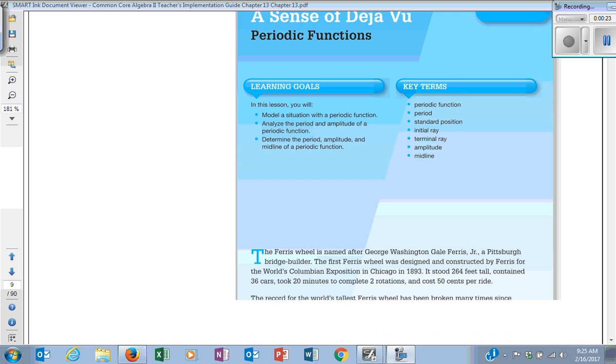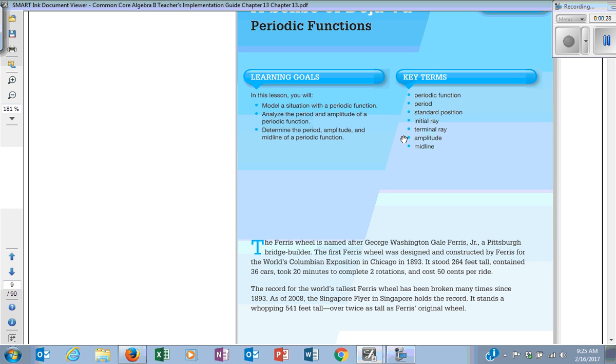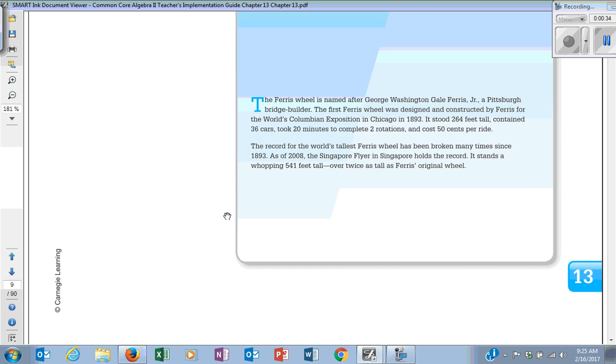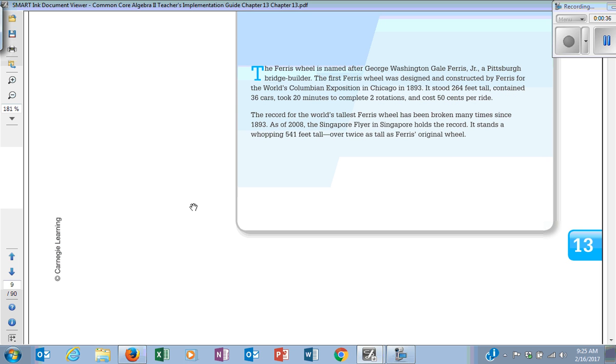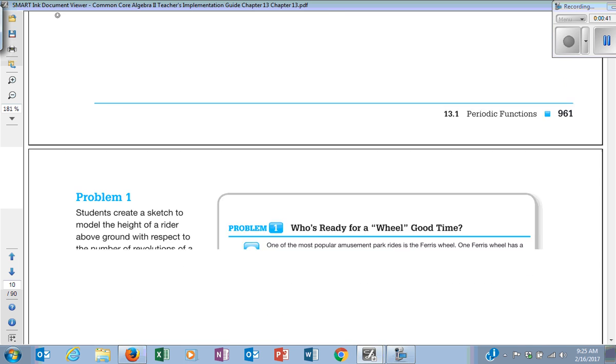So when we do this, we're going to look at these, make sure we understand these keywords before we move on, because those keywords are going to be used throughout this chapter. And so here we go. So it's talking about a Ferris wheel. Talks about how long it takes to go around complete rotations, 50 cents per ride. And so you should read through that.